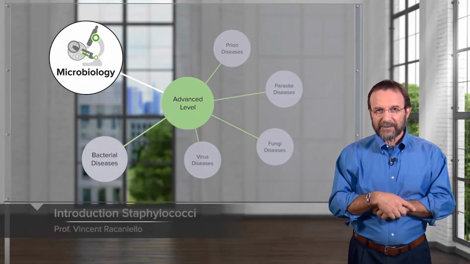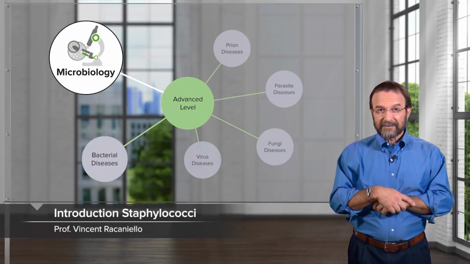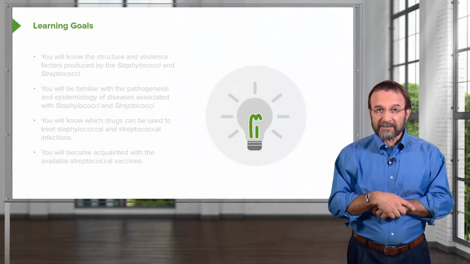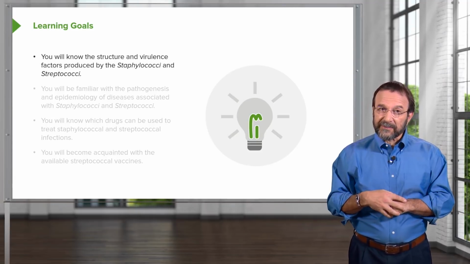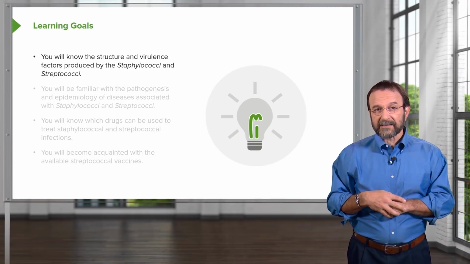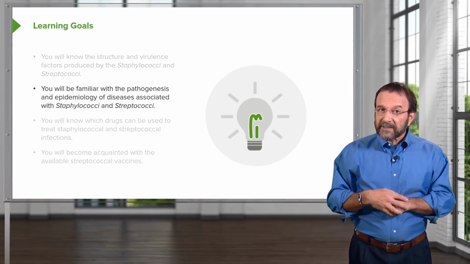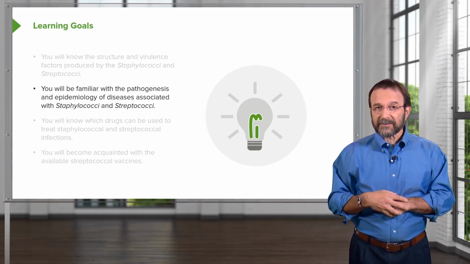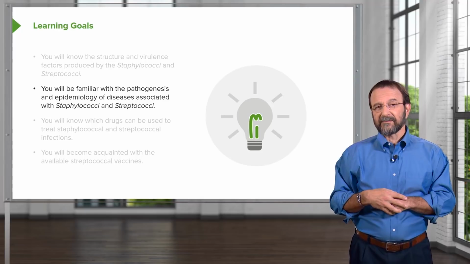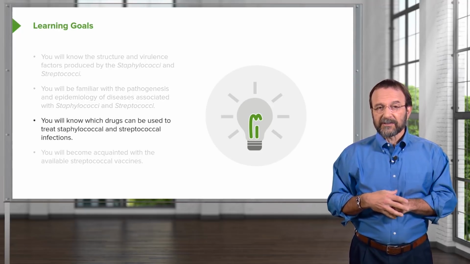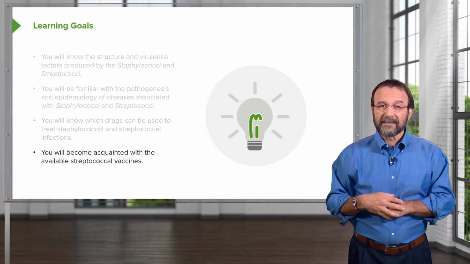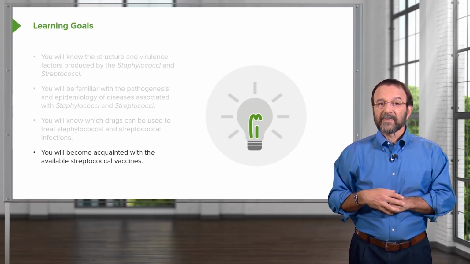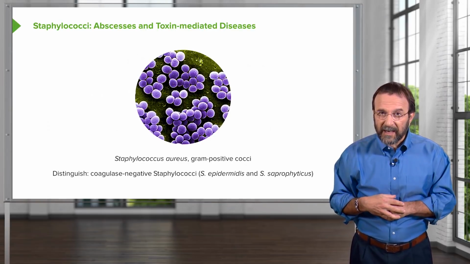Hello, and welcome to Bacterial Infections. Today we're going to talk about Staphylococcus and Streptococcus. When you listen to this lecture, you'll be able to know the structure and virulence factors produced by the Staphylococci and the Streptococci. You'll be familiar with the pathogenesis and the epidemiology of diseases associated with Staphylococci and Streptococci. You'll know which drugs can be used to treat staphylococcal and streptococcal infections, and you'll become acquainted with the available streptococcal vaccines. Let's dive into Staphylococci first.